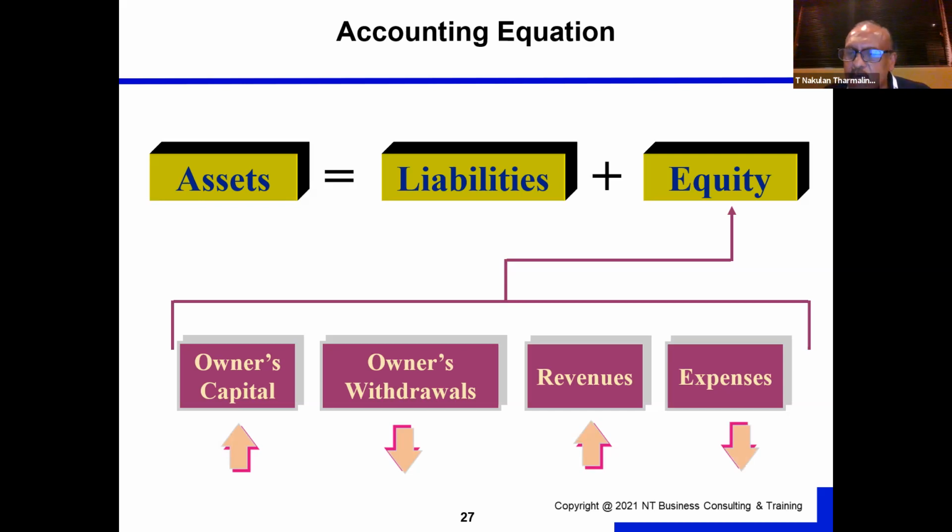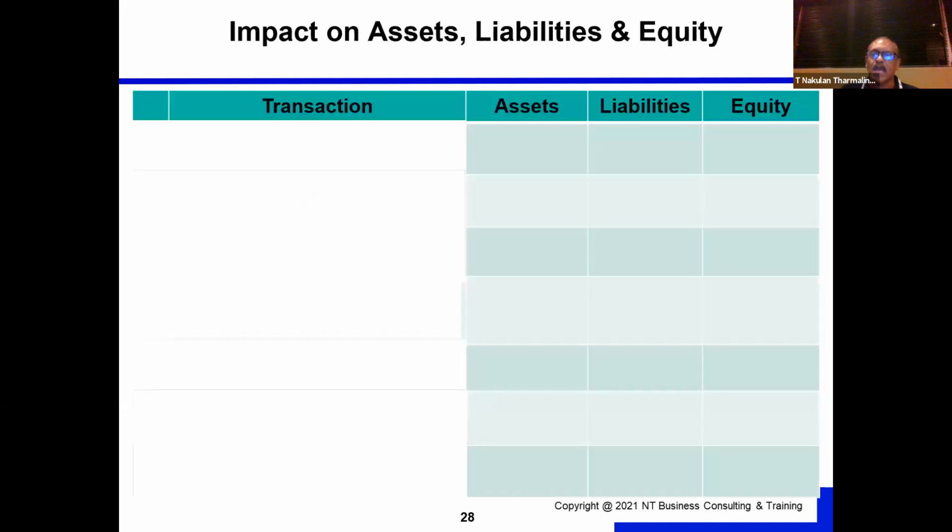So what is the net of revenue minus expense? You either get a profit or a loss. If you have a profit, equity will go up. If you have a loss, your equity, which is your capital, will come down. So your equity is being impacted by all these scenarios down here. What we'll do next is look at every aspect of a transaction in a very simplified manner, at the impact it has on assets, liabilities, and equity.